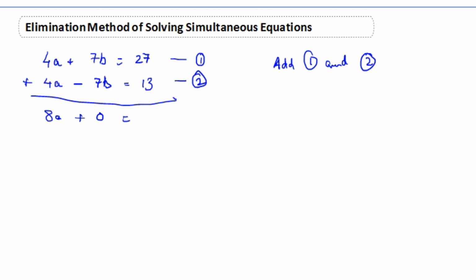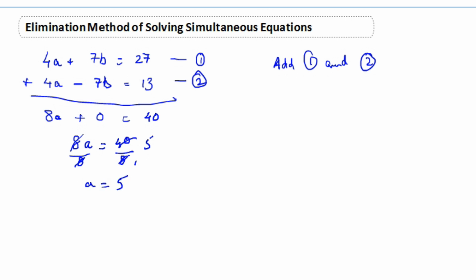Don't miss out on this, because it is very important that when you're adding both these equations together, you don't add only the left hand sides, you have to add the right hand sides as well. So I'm adding the constant terms also. 27 plus 13 gives me 40. So what I am left with is 8a is equal to 40. Dividing both sides of the equation by 8, 8 and 8 get cancelled here, and 8 goes into 40 5 times. So I've got the answer a is equal to 5.